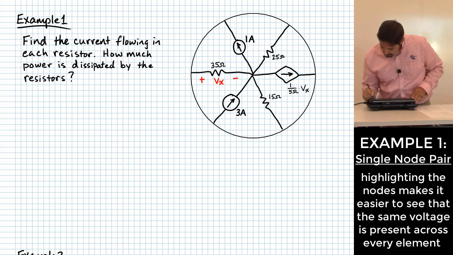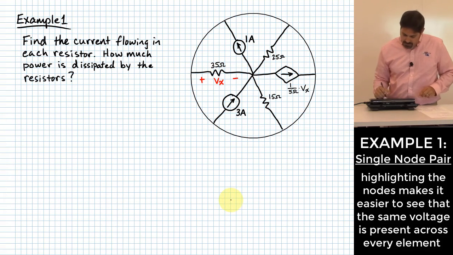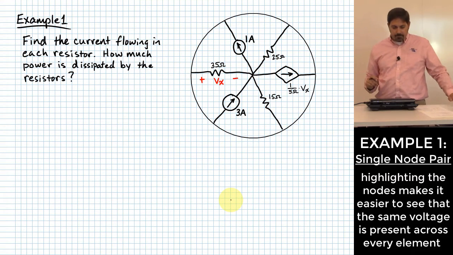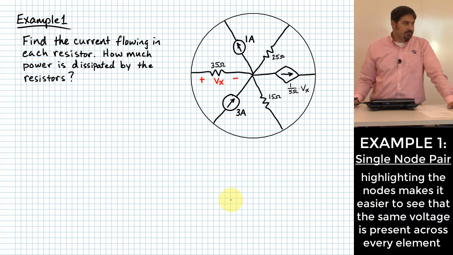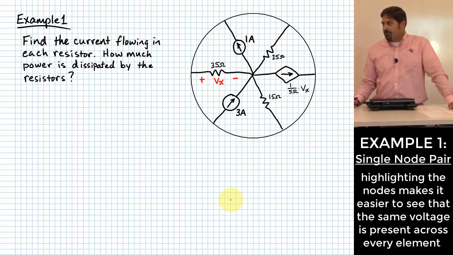Okay, the first example is this one right here. It says, find the current flowing in each resistor, and then it asks, how much power is dissipated by the resistors? Okay, we can do both of those questions, right? All right, so where do you suggest we start?